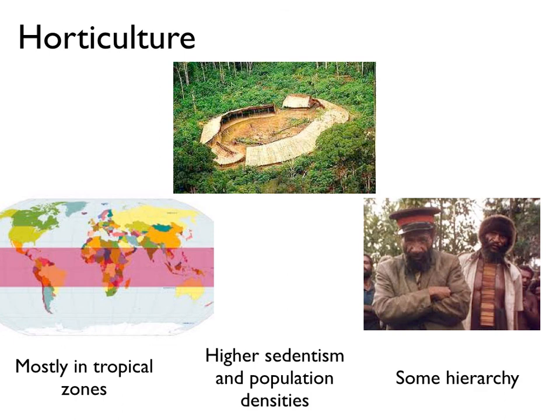Also in horticultural societies, we see some hierarchy. Again, we don't have chiefs and presidents, but we often have what we call big men. And we'll cover all of these different hierarchical organizations in later lectures also. But big men are basically individuals who are able to persuade others. They have no official title, but they're able to convince others to do things for them. So they have some political power.